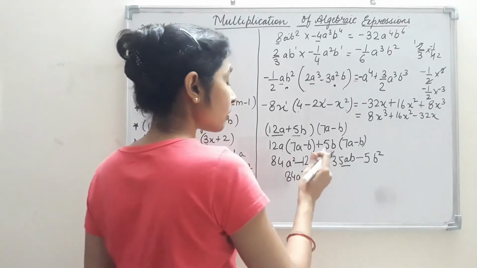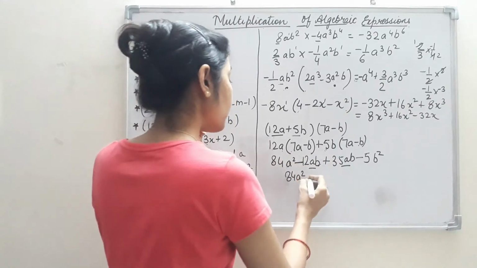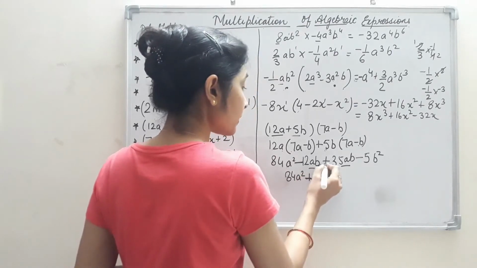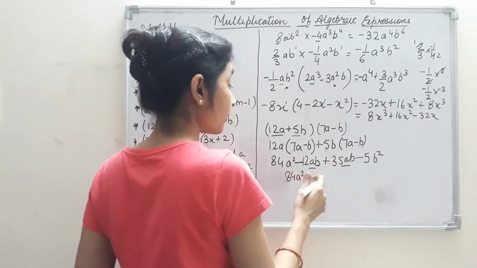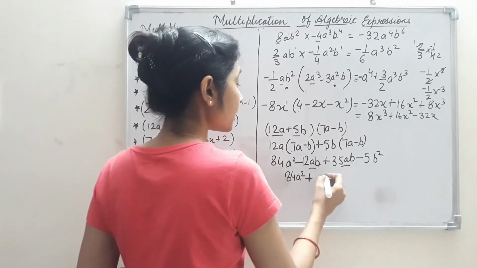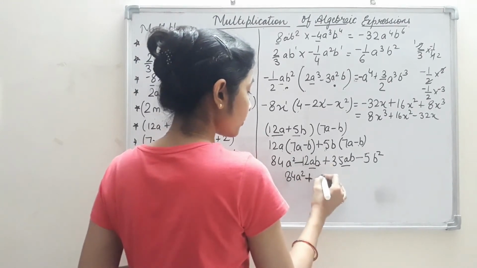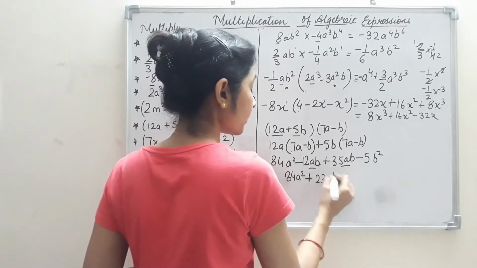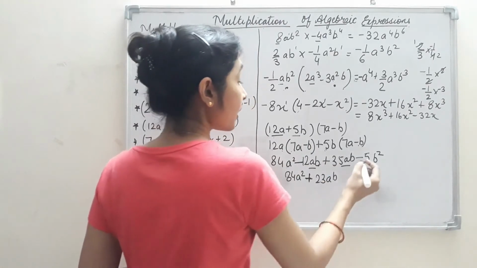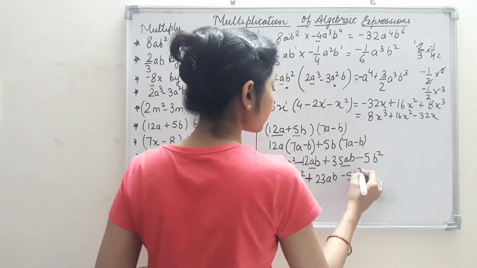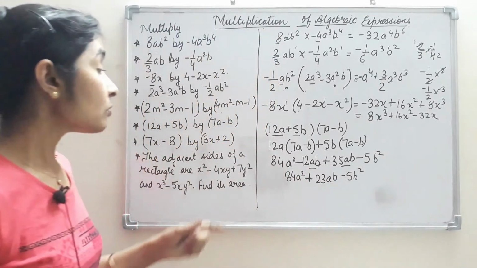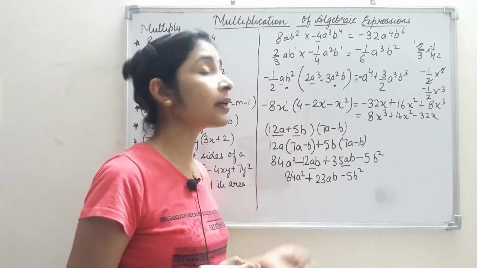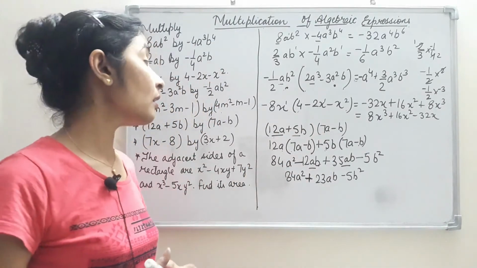Plus 35 minus 12 gives me a positive answer, because the positive sign is there before the greater number. 5 minus 2 gives me 3 and 3 minus 1 gives me 2. So 23ab will be my answer, positive 23ab. And 5b square does not have any like term, so 5b square remains as it is. So this is my answer for multiplying 12a plus 5b by 7a minus b.